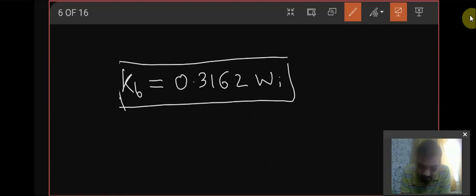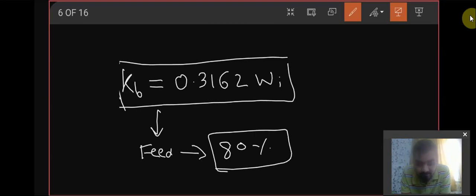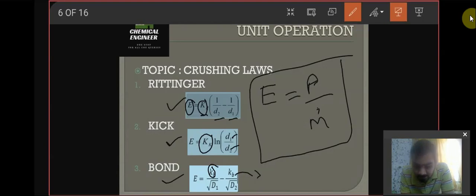The work index is the energy required to reduce the diameter of a feed by 80%. So the amount of energy required to reduce the diameter of a feed by 80% is known as the work index. You should remember this formula as well: 0.3162 into work index is equal to kb. Now let us move further.